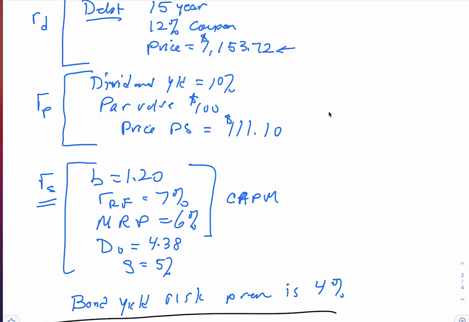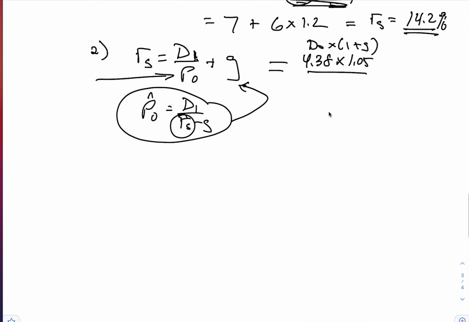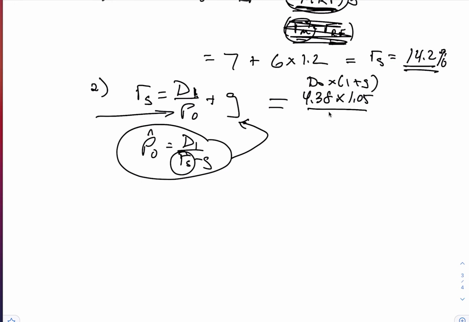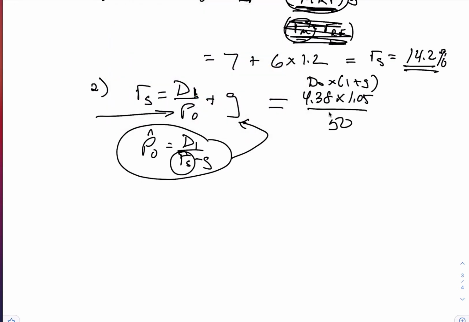The price of stock is $50. I should have given that to you right up front. That's okay. So we have it now. And so now this is going to be divided by 50 because I'm using this number here. And then the growth rate is 5%. And so therefore, RS is 14.2%.